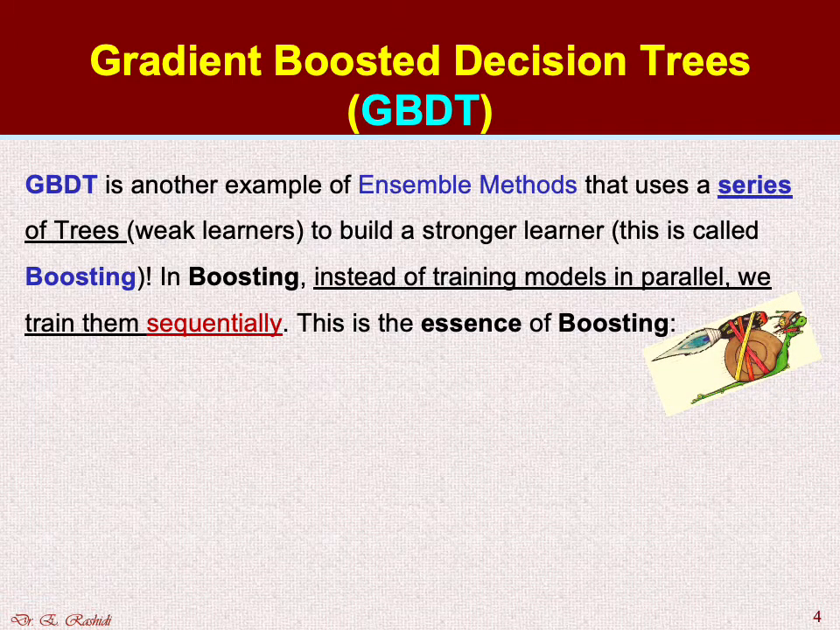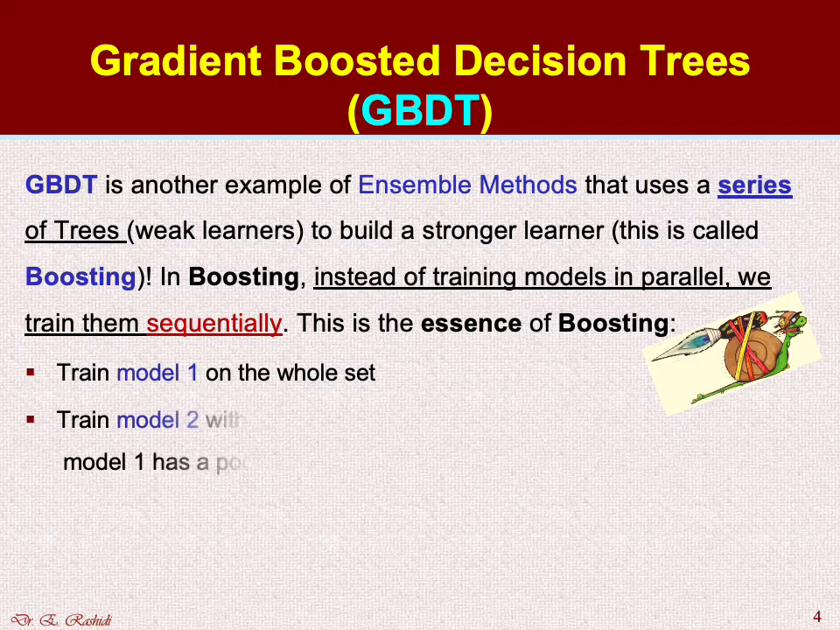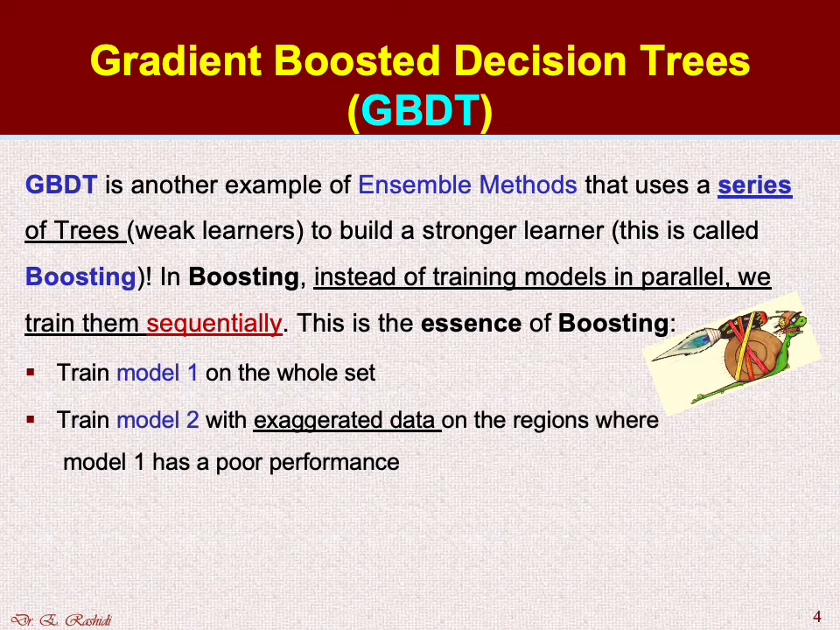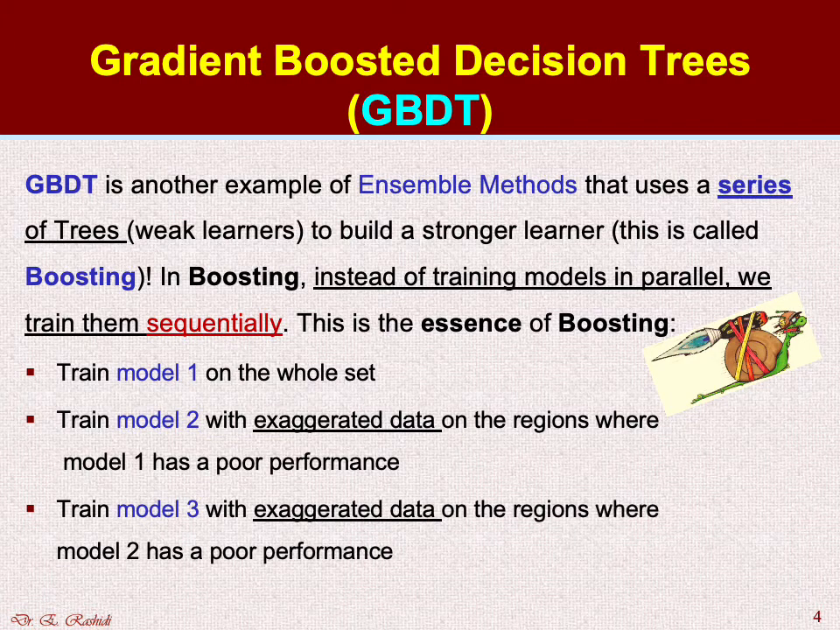Suppose we have three weak learners or models. We first train model number 1 on the whole set. Then we train model number 2 with exaggerated data on the regions where the first model has a poor performance. Then we train the third model with exaggerated data on the regions where model number 2 has a poor performance. So this is the idea of boosting, to improve and strengthen the weakness.